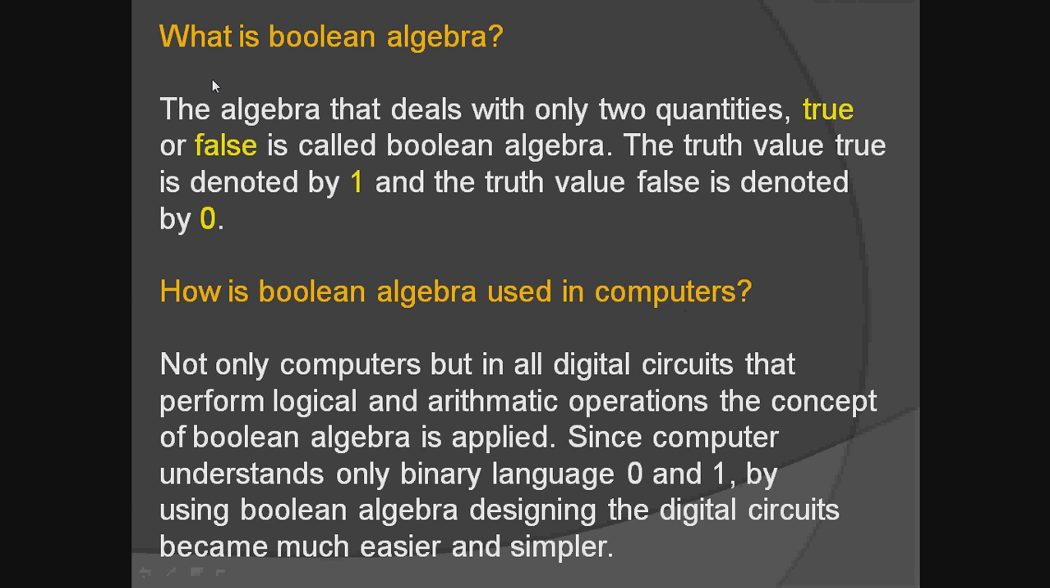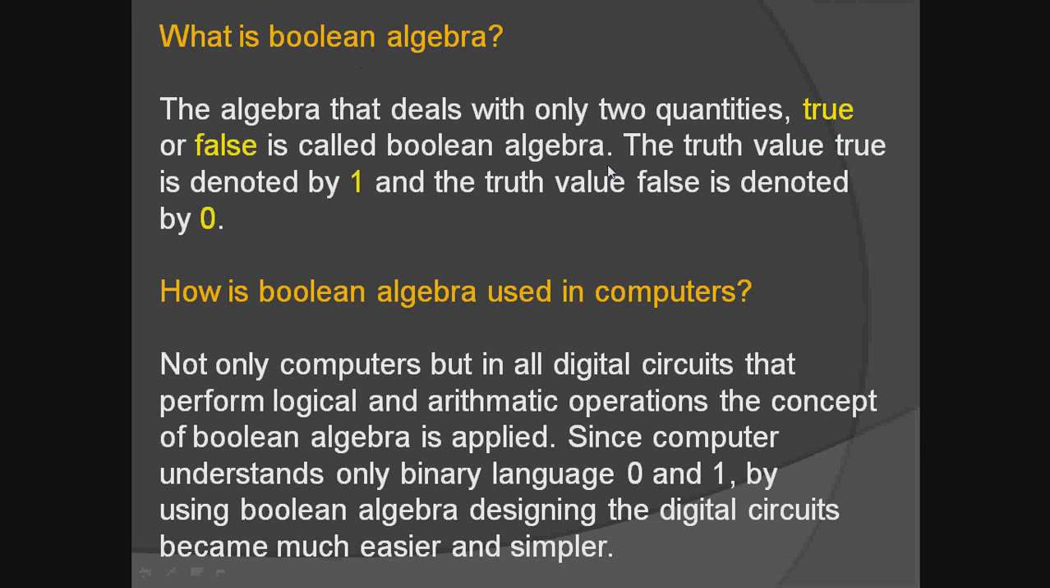So what is Boolean algebra? The algebra that deals with only two quantities, true or false, is called Boolean algebra. Before we started this, I have already explained the word Boolean. We have used that in the Boolean data type, and we have seen that in relational and logical operators also, where the expression always evaluates to two conditions, that is true or false. So that is Boolean, right?